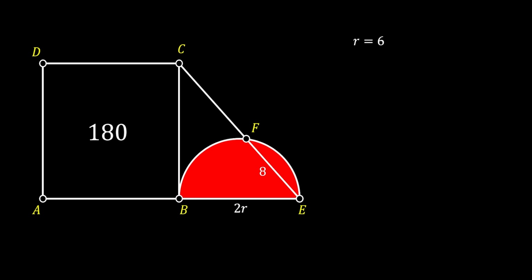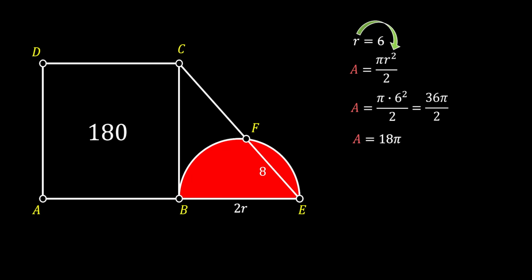Alright, so now it's pretty easy to find the area of this semicircle, as the area equals 1/2 of the area of the entire circle, pi r squared. So now we're just going to substitute the value of r and get the following. From here, we can simplify this and finally get that the area of our red semicircle equals 18 pi, and this is our solution.